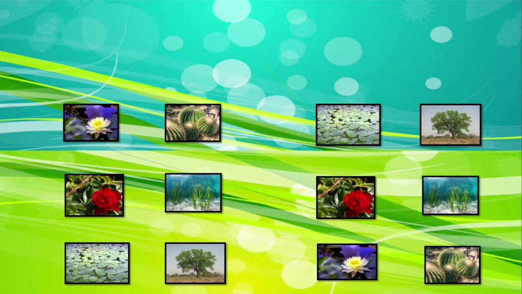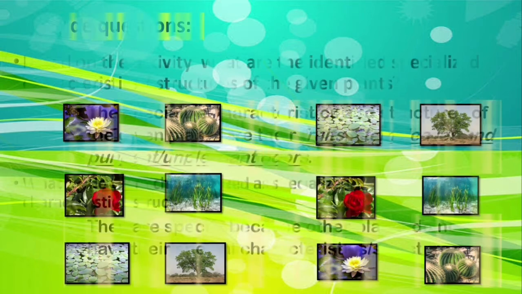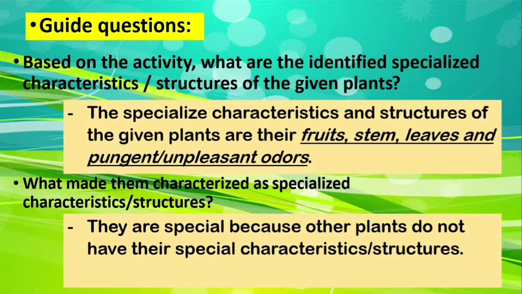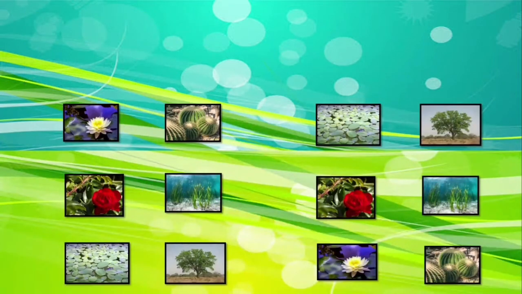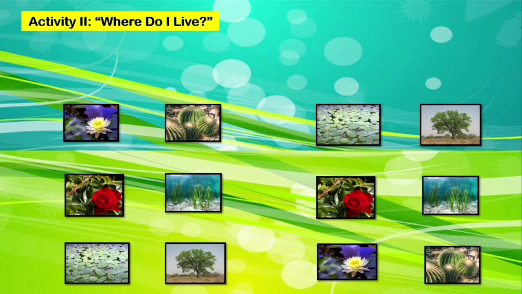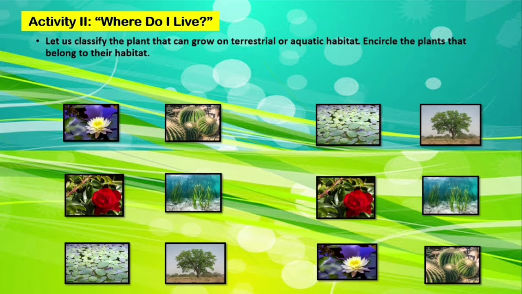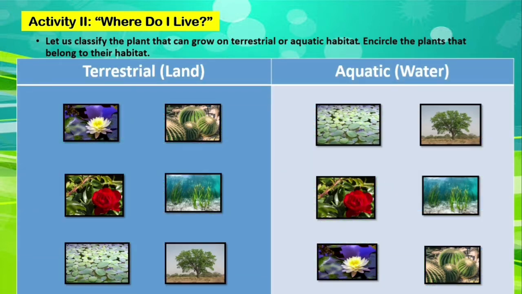Now you already know some specialized structures or characteristics of the plants. Let's go to our activity 2, which is entitled Where Do I Live? In this activity, you are going to classify the plants that can grow on terrestrial or aquatic habitat. Encircle the plants that belong to their habitat.